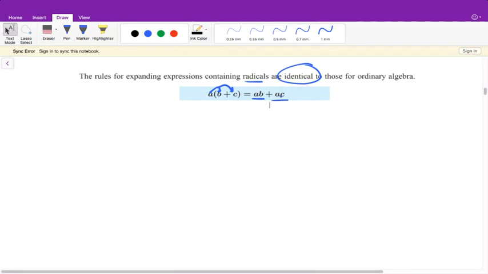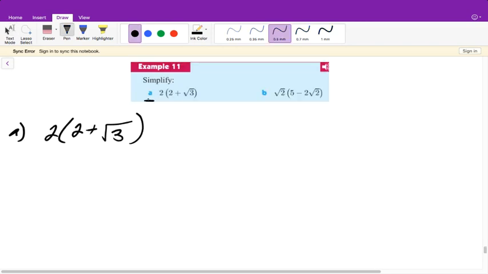All right, let's go ahead and do a couple examples real quick. The first one we're going to do is letter A, and this says 2 times, in parentheses, 2 plus the square root of 3. So as we know, we can't combine 2 plus the square root of 3 because 2 does not have the square root of 3, so we can't actually add those. We just did that last section. So now what we need to do is we need to distribute this 2, and we need to still simplify as much as we can.